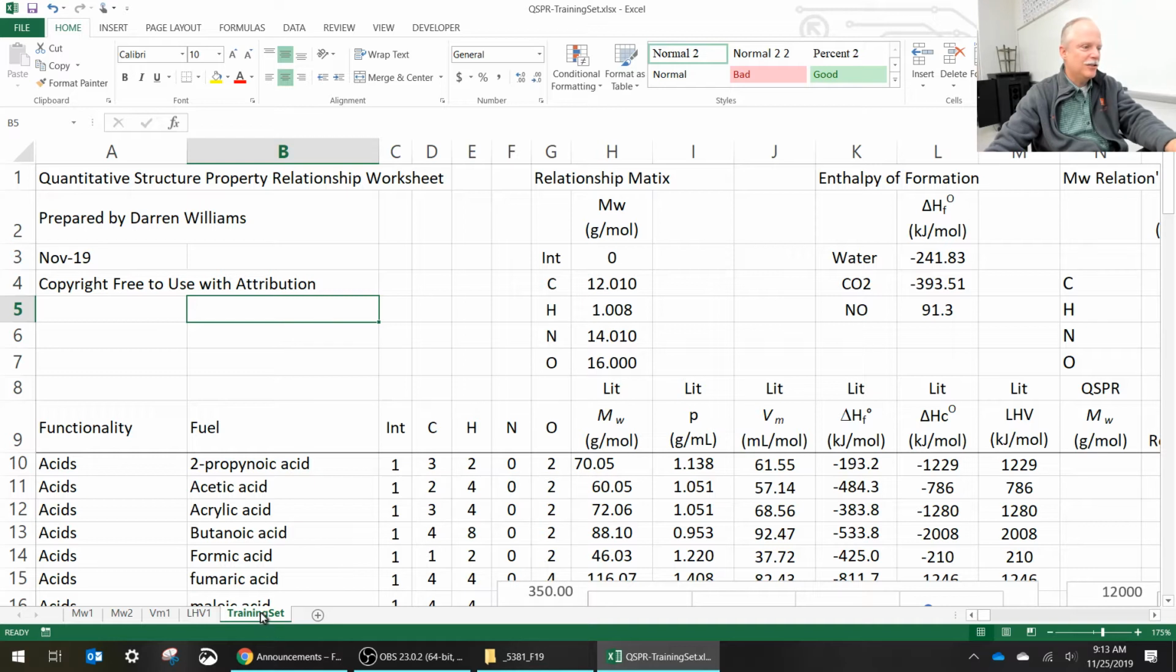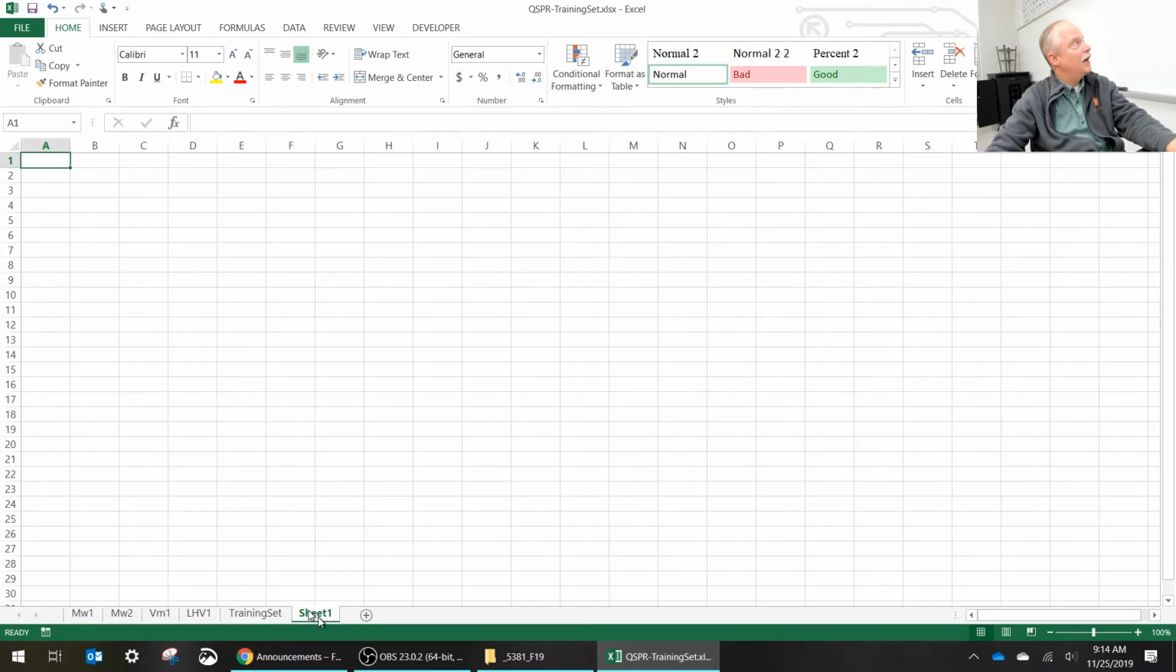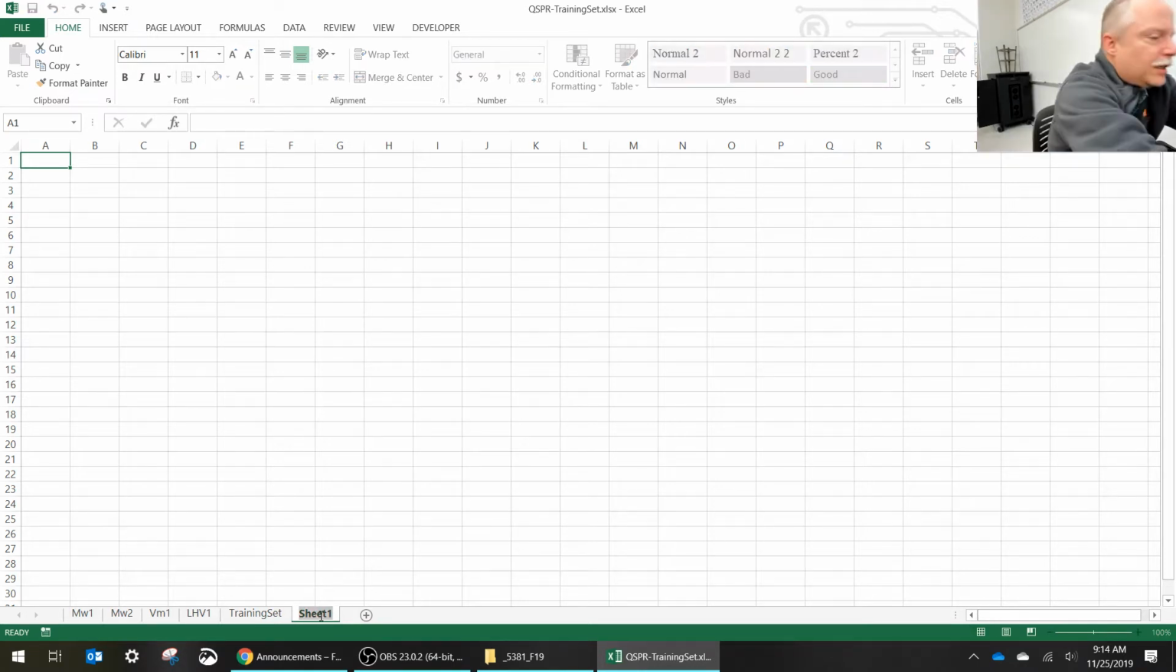Okay, so this was the training set, as you notice from the page. And so what I would like to do is create a new sheet down here. And we'll double click the name and we'll call this QSPR.